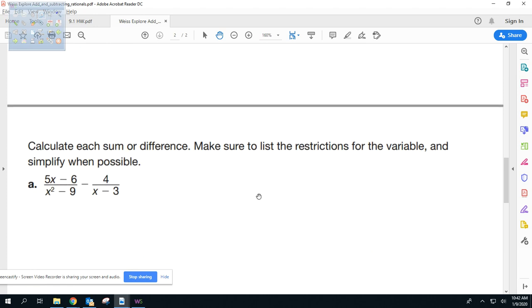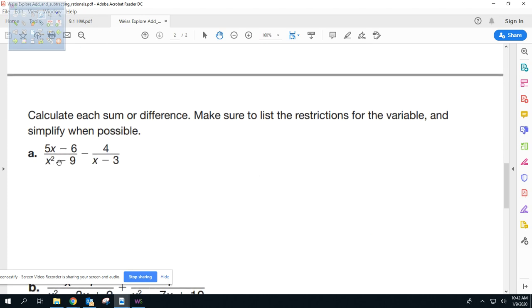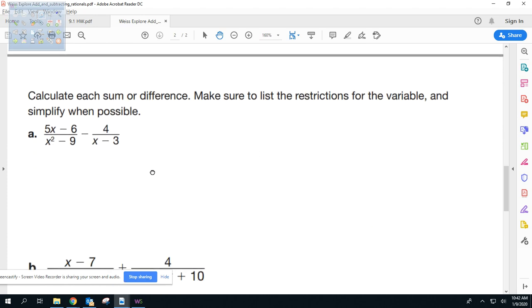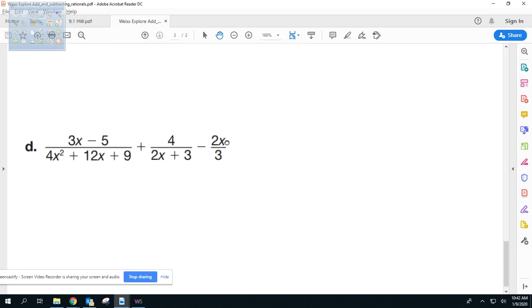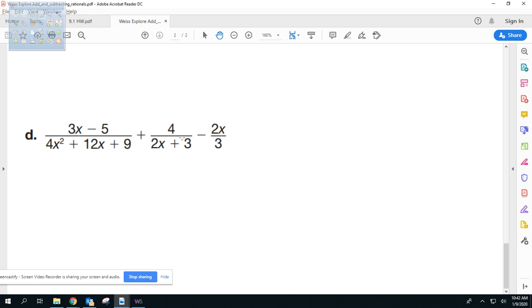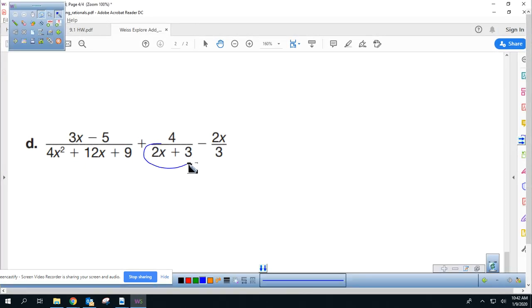So what you're going to try to do is work with your tables. Remember, factor these denominators, find common denominators, and then fix the numerators, okay? Each one of these are pretty good. What I want to make sure you remember is down here on part D, when you're doing the excluded value, for example, 2x plus 3, remember, you never want it to equal 0. So if this denominator ever equaled 0, we would have an error.